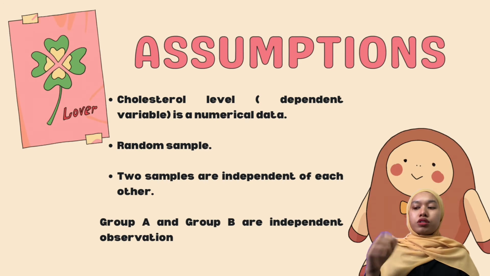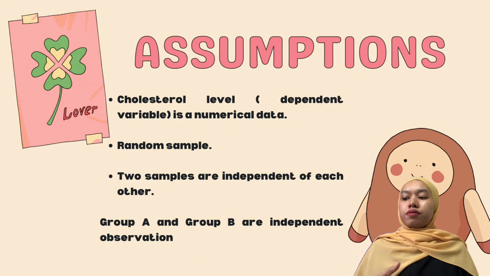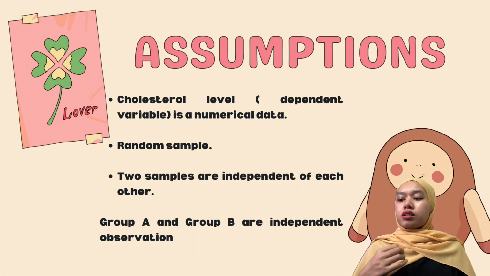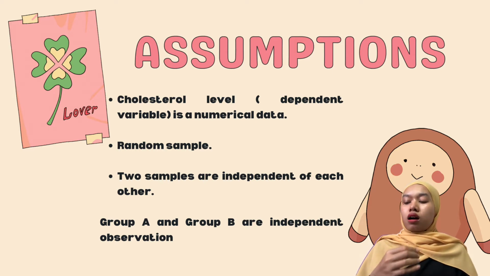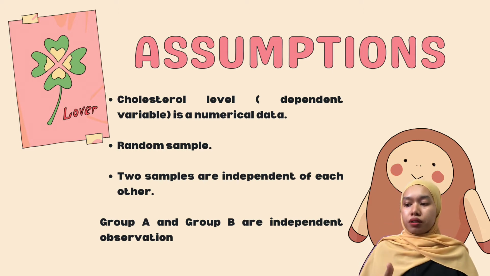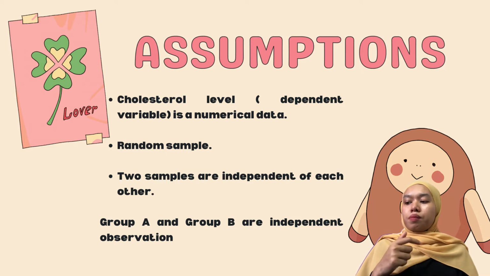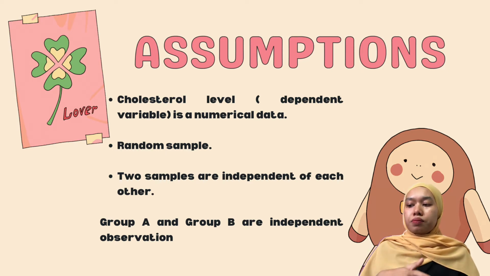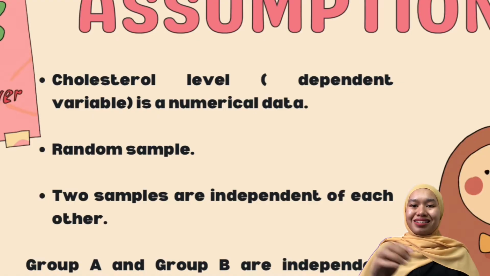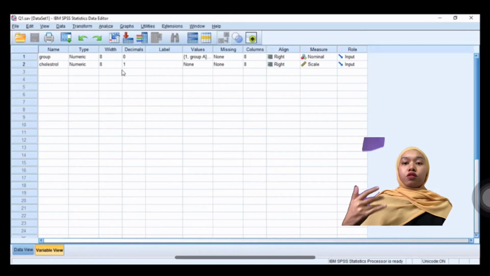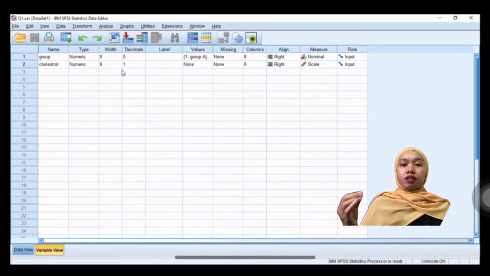For assumptions, the cholesterol level dependent variable is numerical data and a random sample. The two samples are independent of each other. Group A and Group B are independent observations. So next, we're going to key in the data.